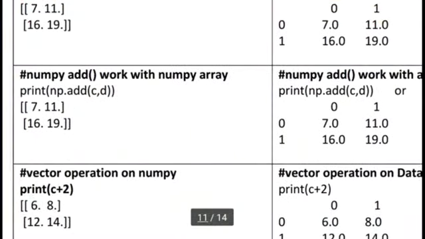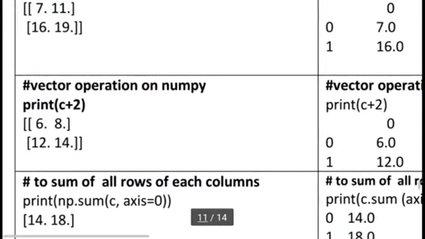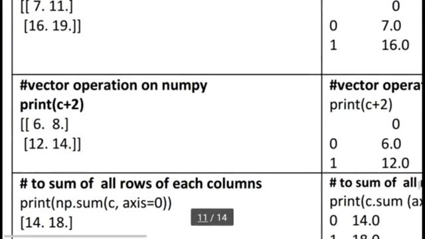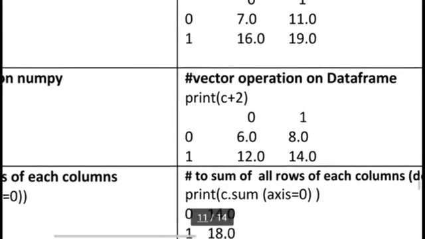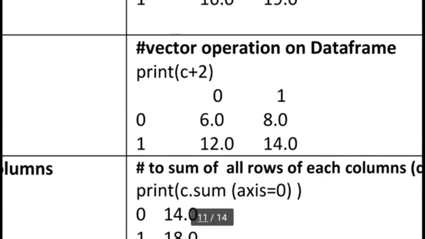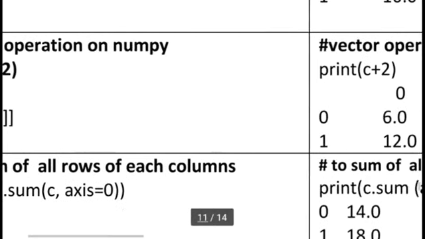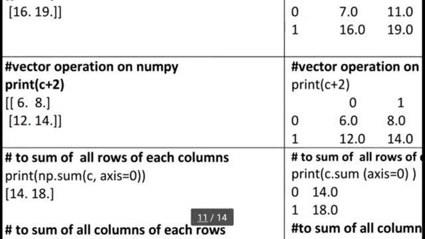Okay. Suppose I want to perform a vector operation. Directly we can see C plus 2. Every value of C has 2 added, as you can see. But here square brackets are displayed, because this is a numpy array. And we can also use C plus 2 on the data frame, where you can see the row index and column index values 0 1 0 1. So here is a difference. But the equation C plus 2 is the same in both numpy and data frame. So this is a very simple thing.